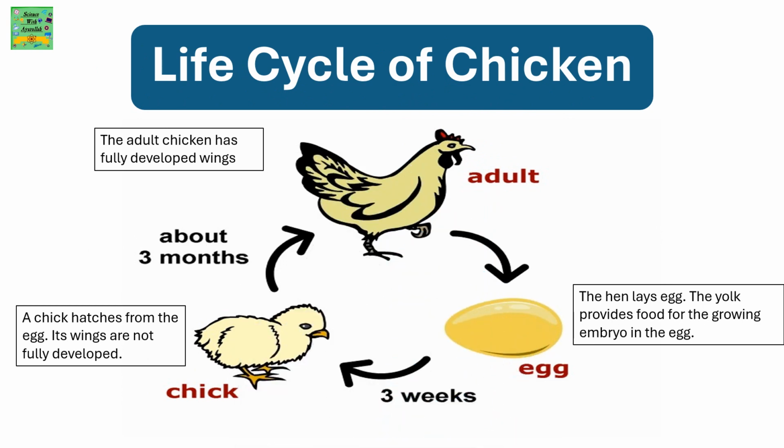Life cycle of a chicken. The hen lays eggs. The yolk provides food for the growing embryo in the egg. After 3 weeks, a chick is hatched out of the egg. Its wings are not fully developed, but after about 3 months, the adult chicken has fully developed wings, and the process continues.